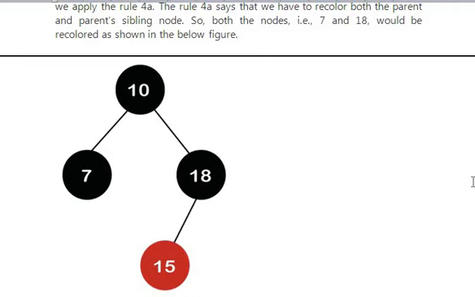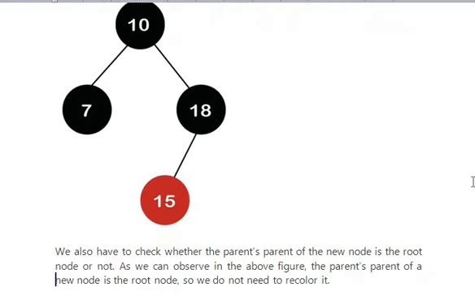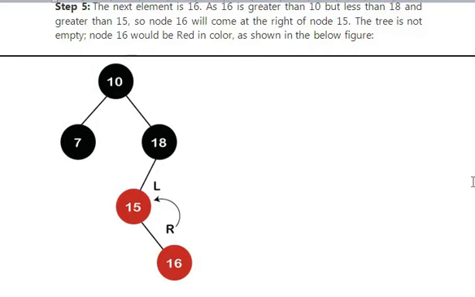Now you see this. The parent of a new node is the root node, so we don't need to recolor it. The next is 16. 16 is greater than 10 but less than 18 and greater than 15. So 16 will come at the right of 15. 16 is in red.